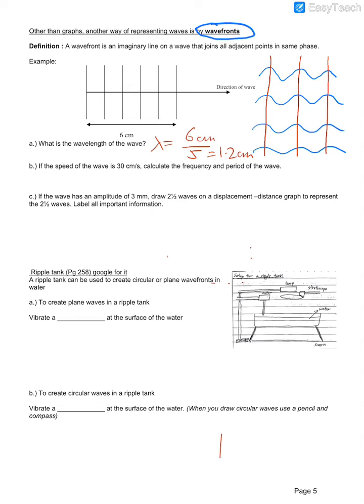So just know how to create these plane waves, how to create these spherical waves, how to draw, which is very easy, and how do you get the wavelength, which is also very easy. Just basically count the gaps. Okay, so that's not very difficult. You don't need to know how to draw a ripple tank, don't need to describe how it works and so on.